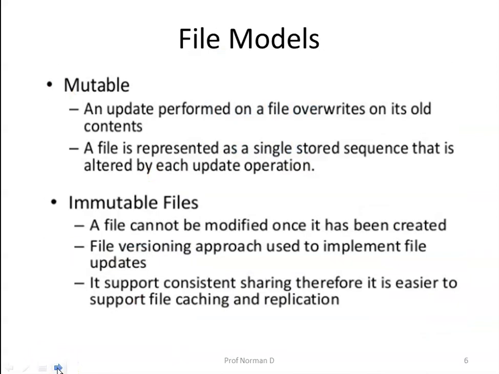Now, once a file has been created, it may not be changeable, and such a file is said to be immutable. So, an immutable file is a file that cannot be modified once it has been created. Usually, they keep maintaining versions of the file. The opposite of immutable files are mutable files. An update performed on a mutable file overwrites its old contents. A mutable file is represented as a single stored sequence that is altered by each update operation.